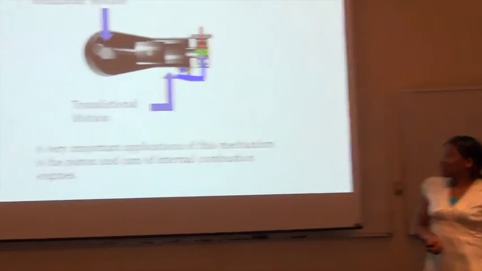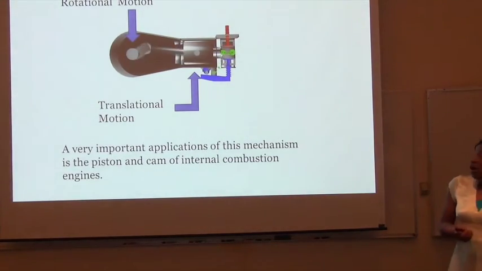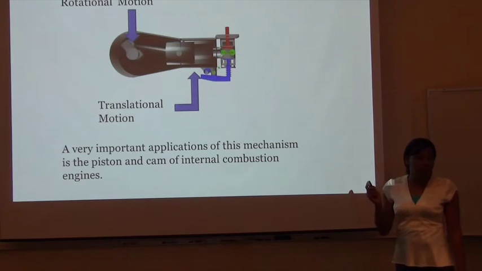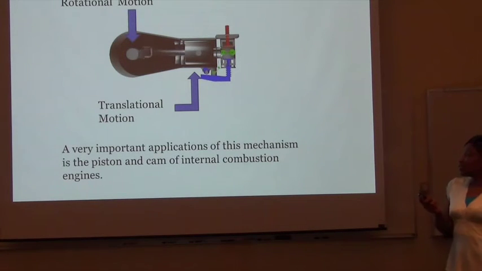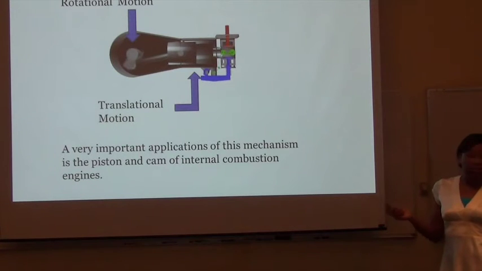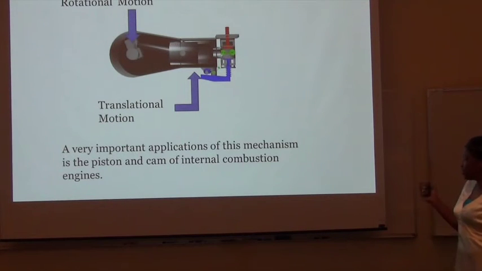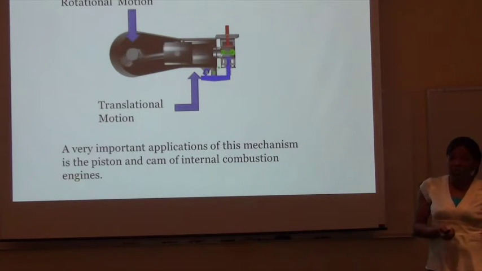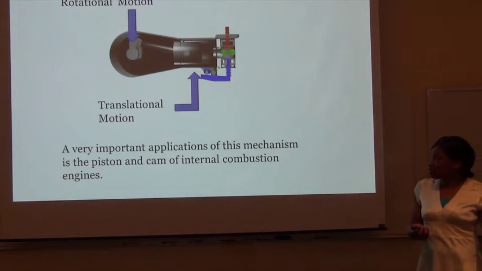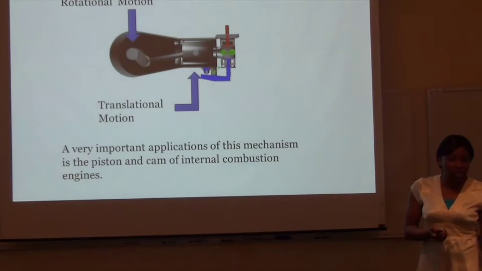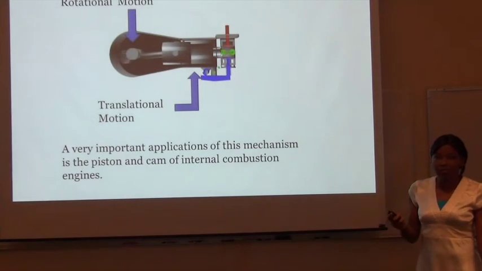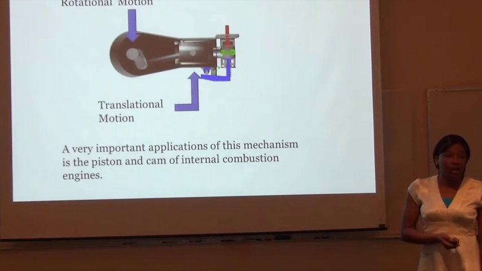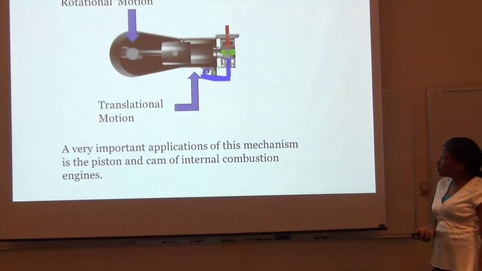The crank slider mechanism, as you could see right here, takes rotational motion and converts it into translational motion and vice versa. It's very useful in engine combustion, piston and cam internal combustion engines. Also, they have other applications such as where you have a small area but you want to move a large object. This will also be a good mechanism which you could use.